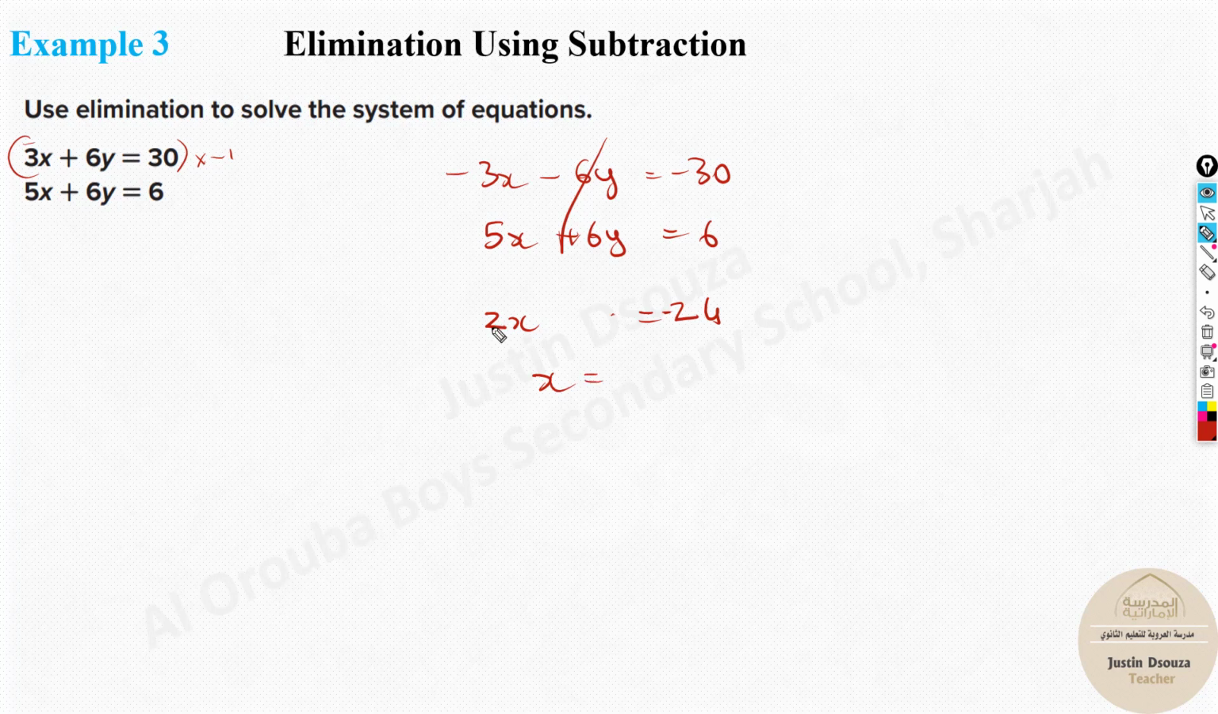Now we can do it. Divide both the sides. It'll be x is equal to minus 12. So there are plenty of ways to solve it. Now whichever you're comfortable with, just follow that.